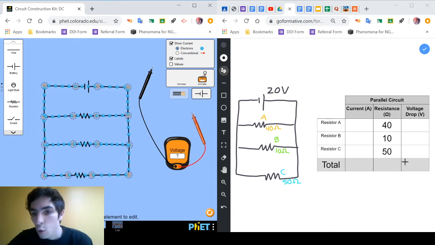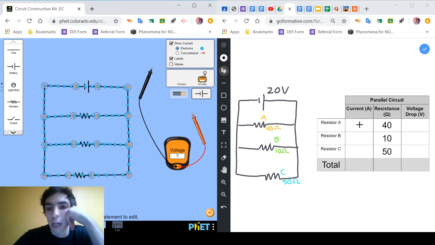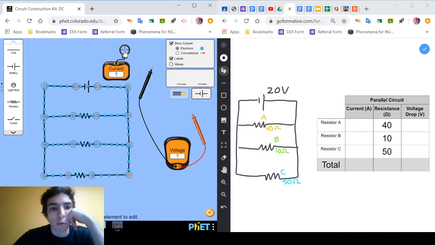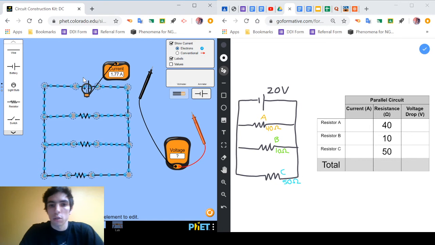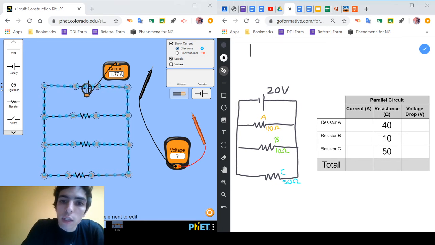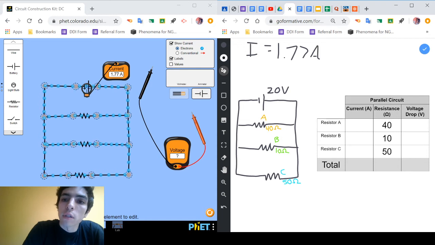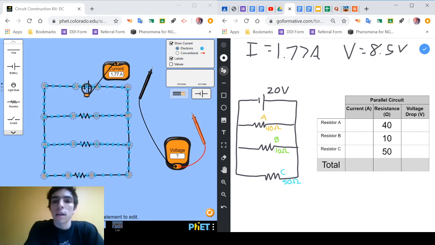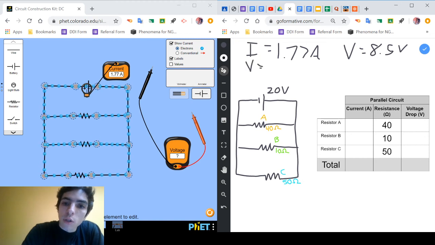Now, to solve for this total resistance, I said we would come back to that after getting our total current and our total voltage drop. So let me take a second to record whatever my total current was. So let's get this written down. We've got a current, and I'll record that as I is 1.77 amps. Our total voltage drop was 8.5 volts.